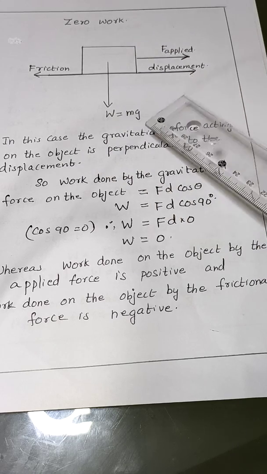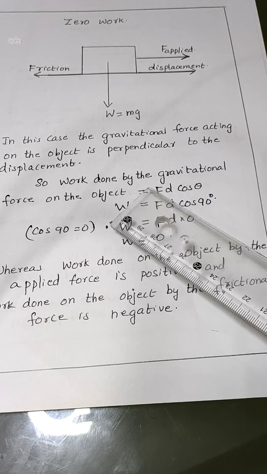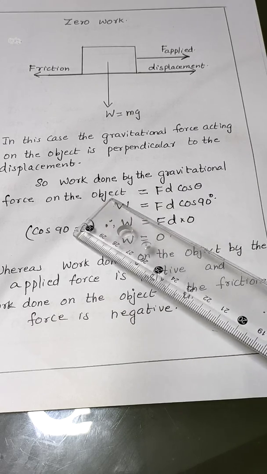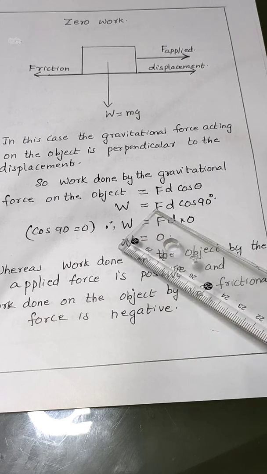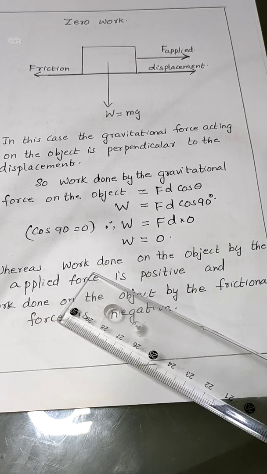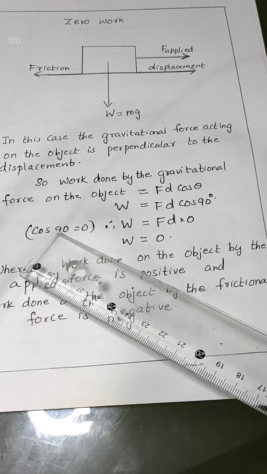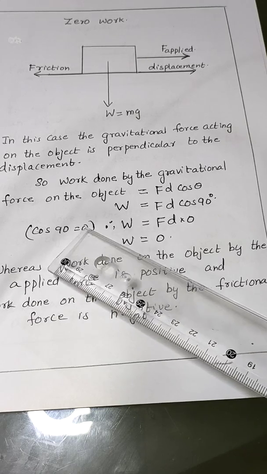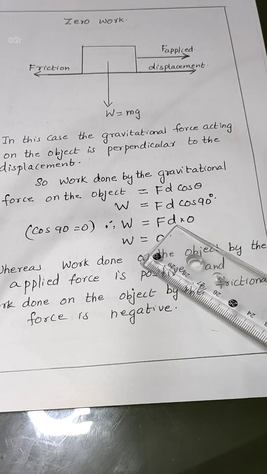Now what is the work done by the gravitational force on the system? Here the general formula is Ft cos theta, which means W equals Ft cos 90. Because gravitational force is perpendicular to the displacement, the angle between them is 90 degree. So cos 90 is 0, which means work done is 0.